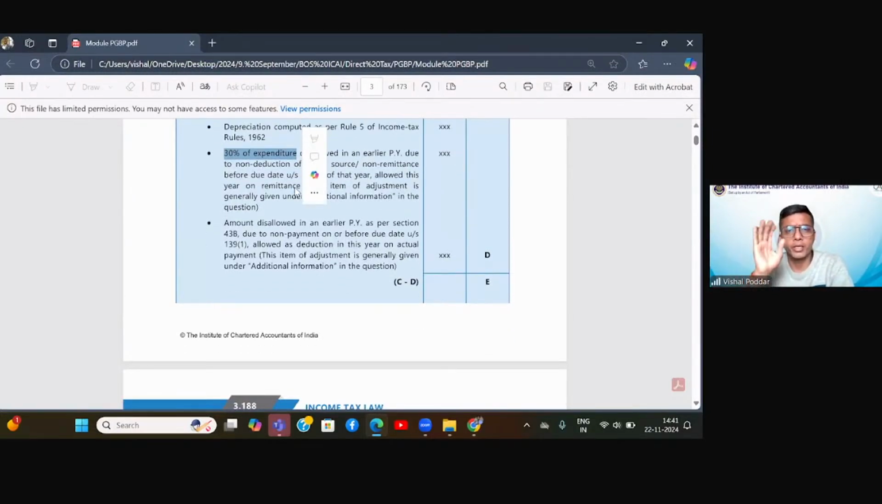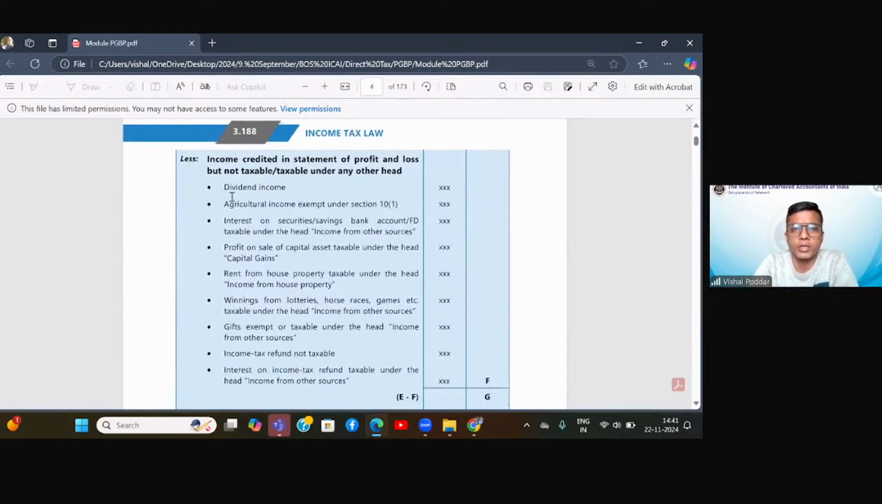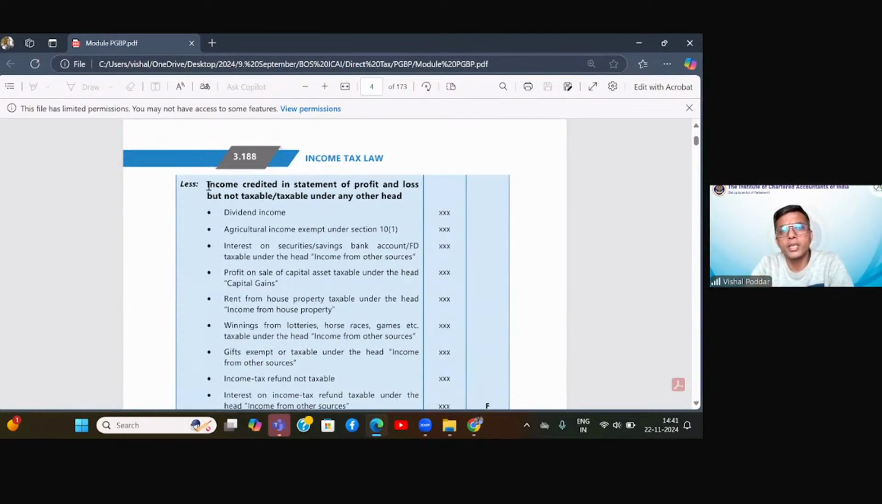That is, you have deposited the TDS. Next, similarly, amounts which were disallowed under 43B because you did not pay them up to the due date of filing returns, the amount will now be allowed in the year in which you make the payment of those expenses. That is to satisfy 43B. Again, what is to be deducted is incomes.